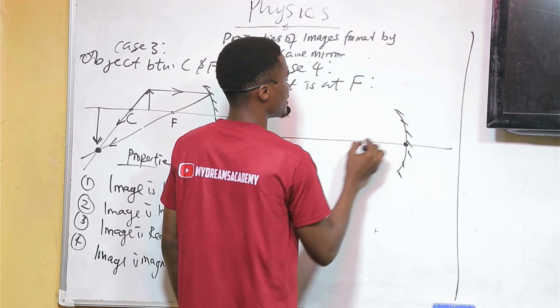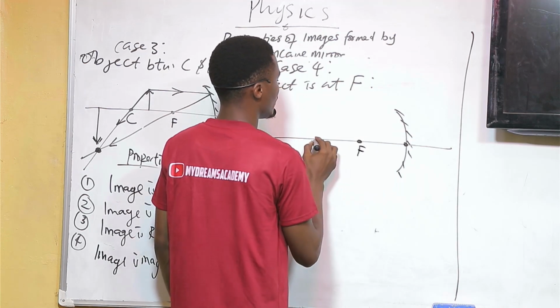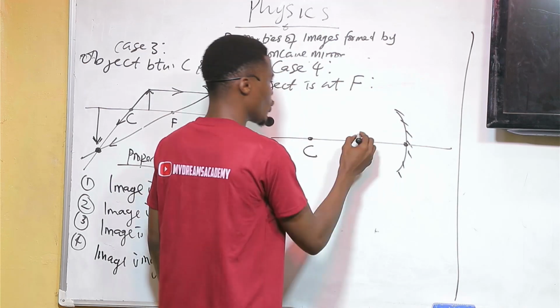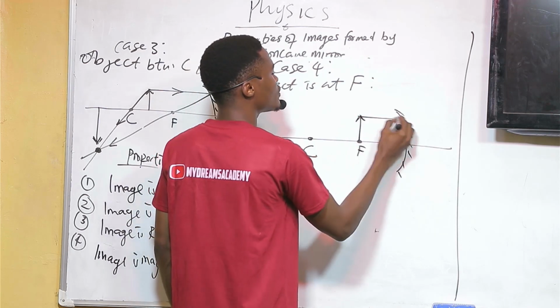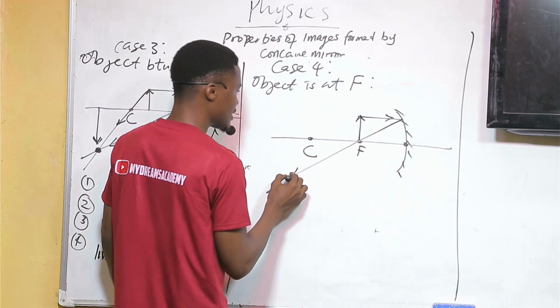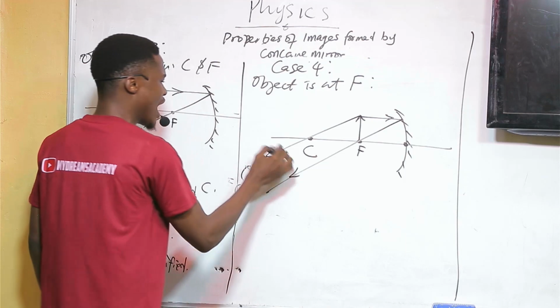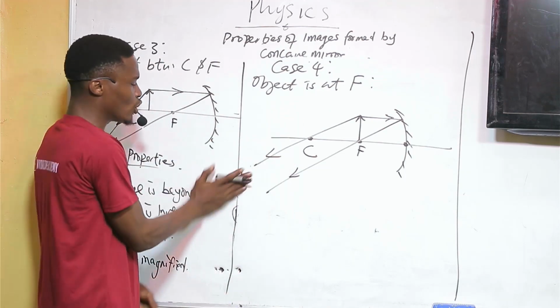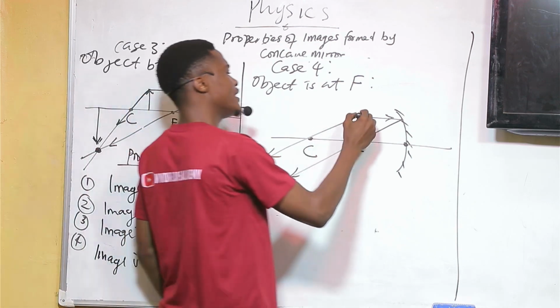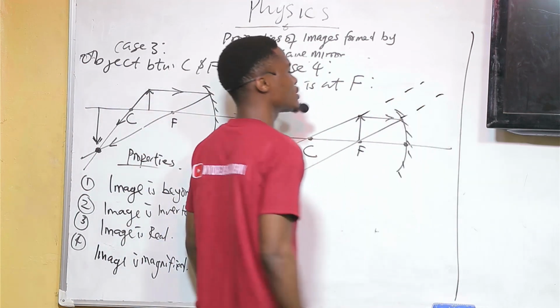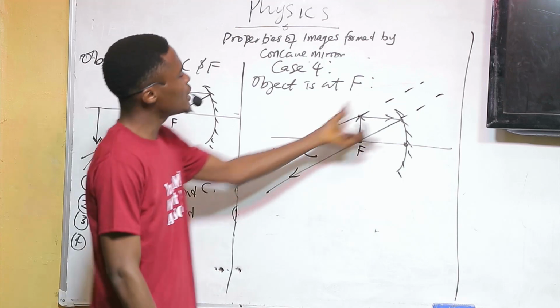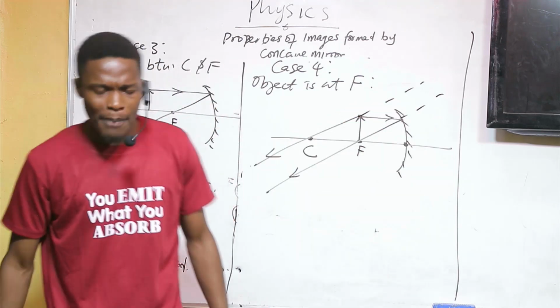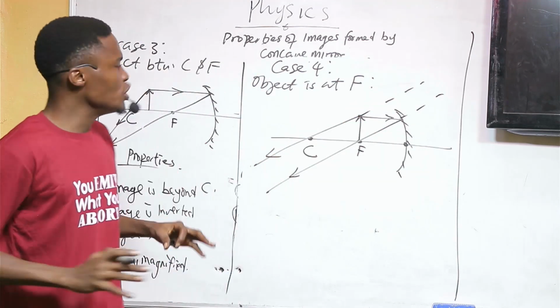So I draw this. This is F. This is C. So I put my object at F, draw this line, draw this, then draw this. Now you can see that if I extend this side, both of them appear not to be meeting each other. If I even extend it on this side, they also do not appear to meet. So the two lines are parallel, and because they are parallel, it means that no image will be formed.